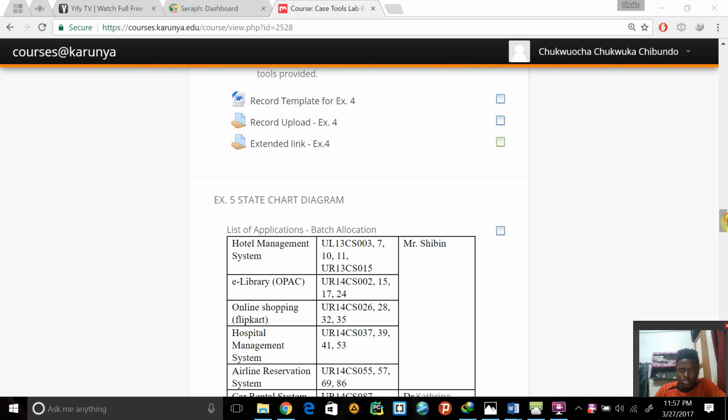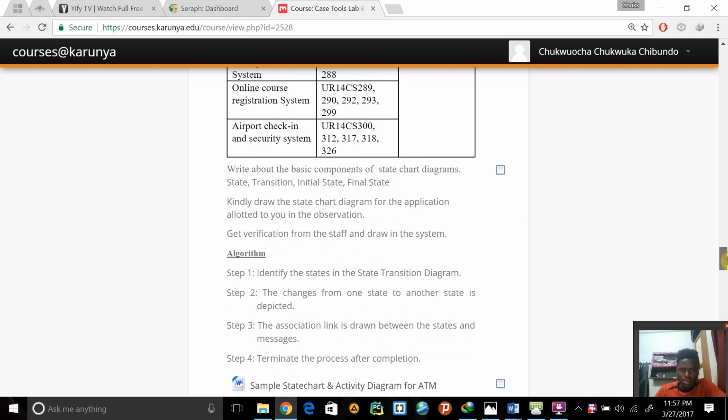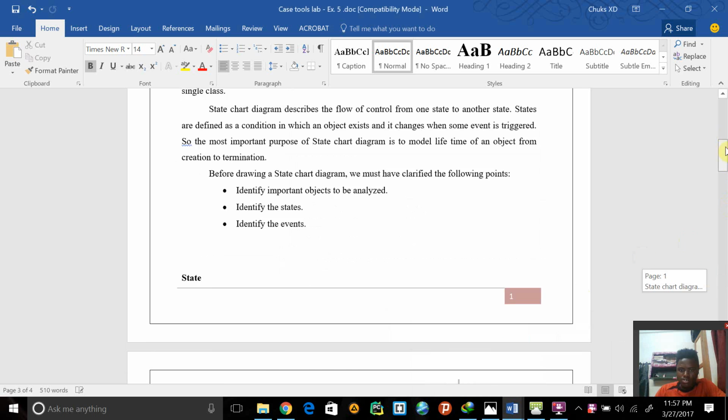This is the state chart diagram. We are looking at the state chart diagram of our application, the employee management system. Now I'm going to explain the basic components of a state chart diagram. I think it will be helpful if I have this to explain it.